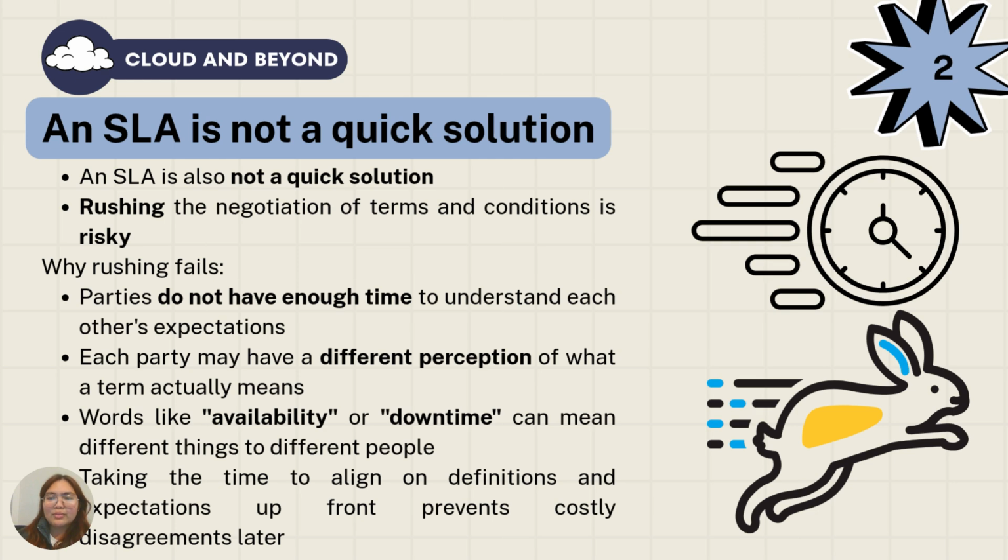For example, the word availability. To one person that might mean that a system is online 99.9% of the time, but to another it might mean that a system is accessible during business hours. It's the same word, but it has a different connotation to whoever uses it or understands it. If you don't align on definitions upfront, you're setting yourself up for a conflict at a later date. That conflict is very expensive and it can cost you your whole business.